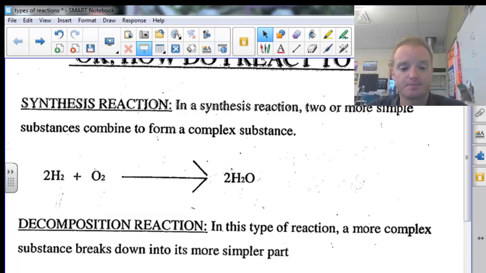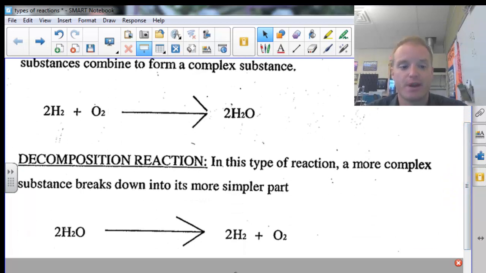Our next type of reaction is a decomposition reaction. Like the word sounds, decomposition means to break down. So in this type of reaction, a more complex substance breaks down into its simpler parts. And so it's kind of reversing the one we just saw for synthesis.